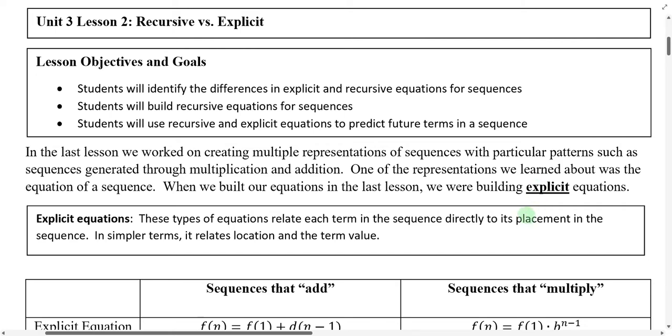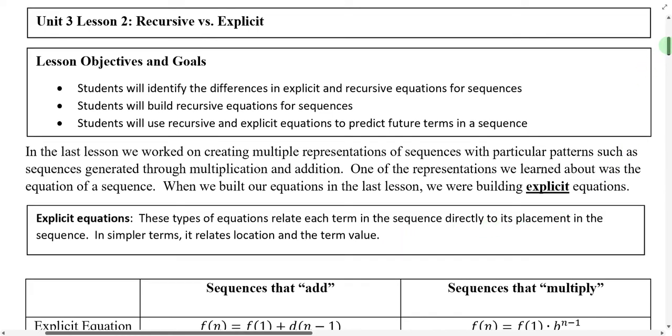All right, so when we built those equations in the last lesson, we were actually building explicit equations. Okay, so what is an explicit equation? Well, these types of equations relate each term in the sequence directly to its placement in the sequence, right? So in simpler terms, it relates location and the term value. So if you tell me where you're at in the sequence, I can tell you what number it is, okay? That's what an explicit equation does for us.